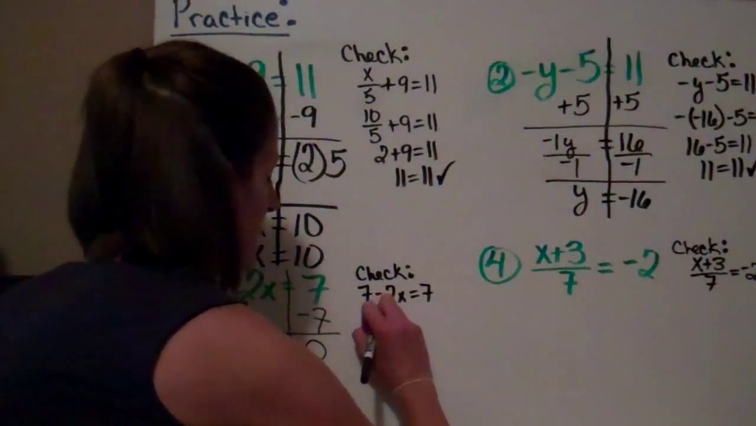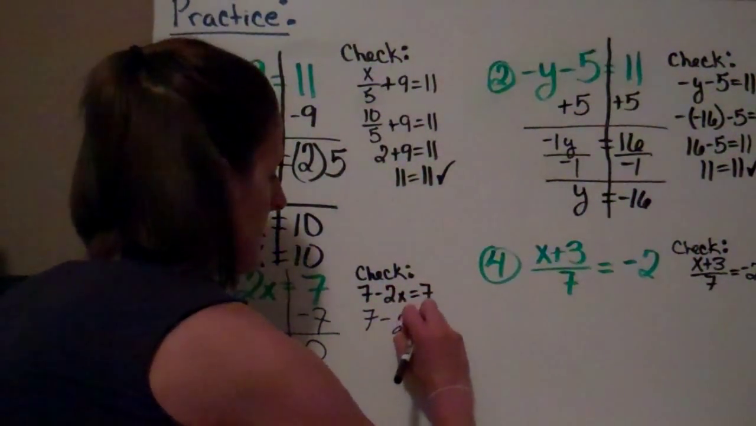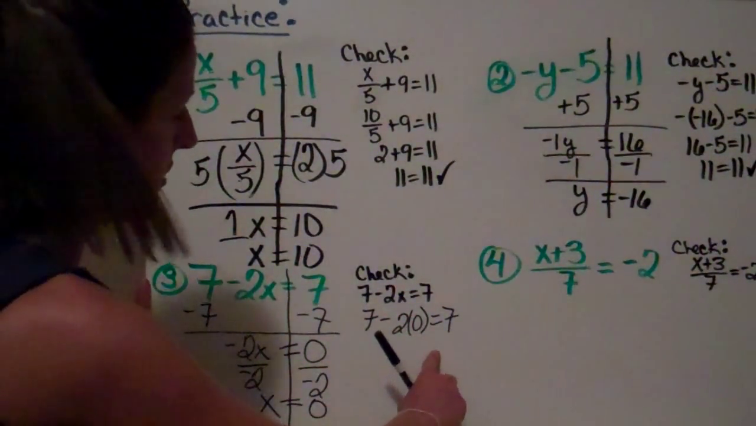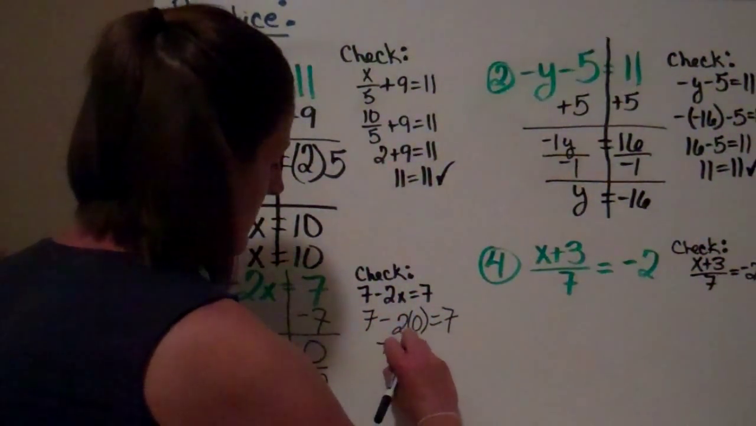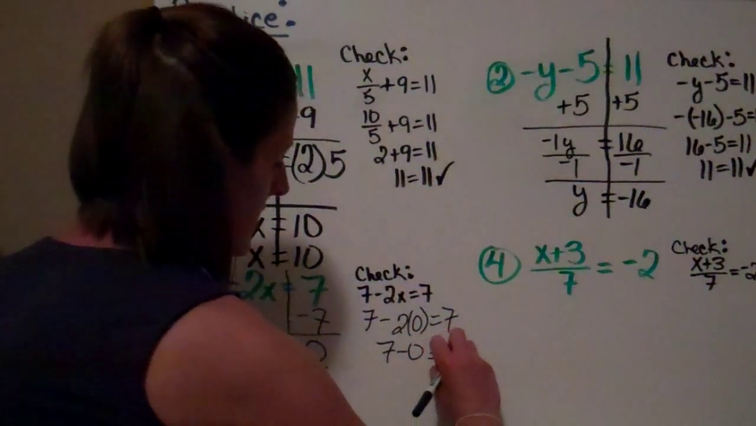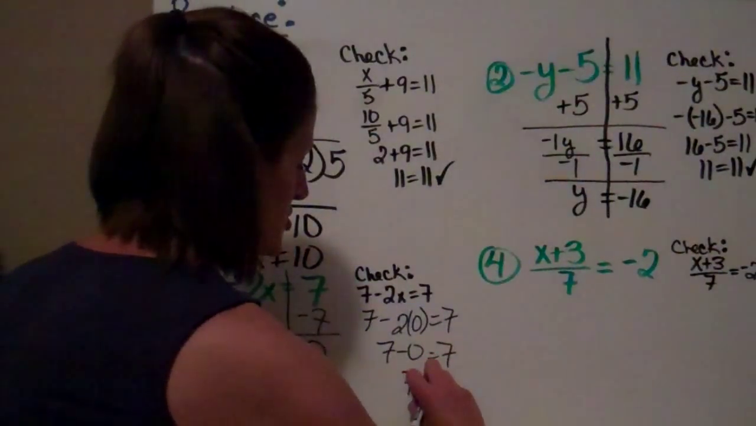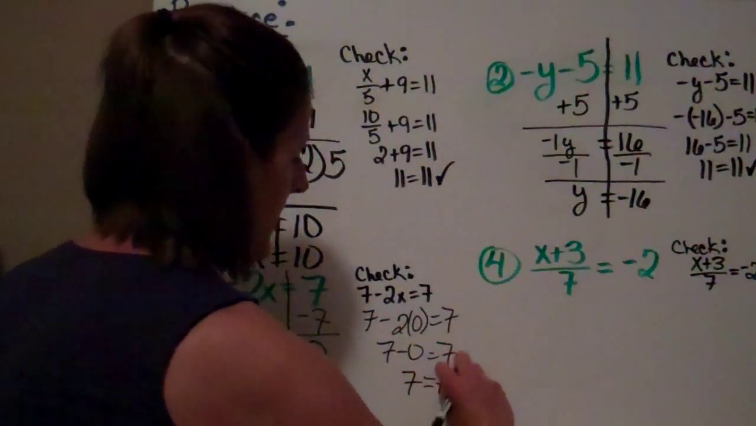I'm going to do 7 minus 2 times 0 equals 7. We know 2 times 0 is 0. So we get 7 minus 0. And we know 7 minus 0 is 7. So my answer checks out. And I'm good to go.